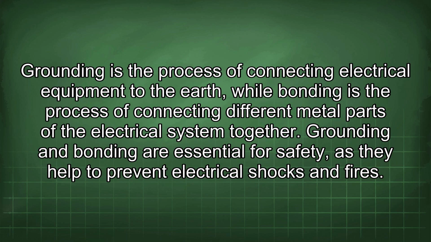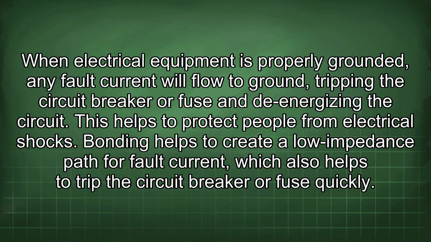Grounding is the process of connecting electrical equipment to the earth, while bonding is the process of connecting different metal parts of the electrical system together. Grounding and bonding are essential for safety, as they help to prevent electrical shocks and fires. When electrical equipment is properly grounded, any fault current will flow to ground, tripping the circuit breaker or fuse and de-energizing the circuit. This helps to protect people from electrical shocks.